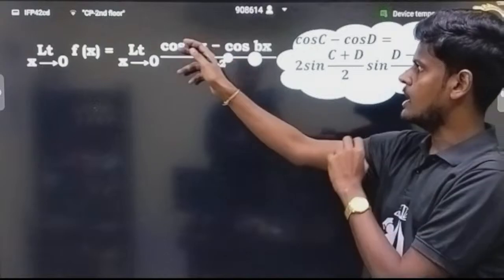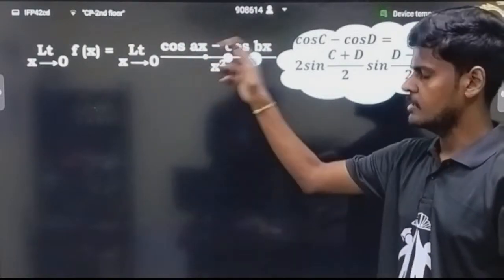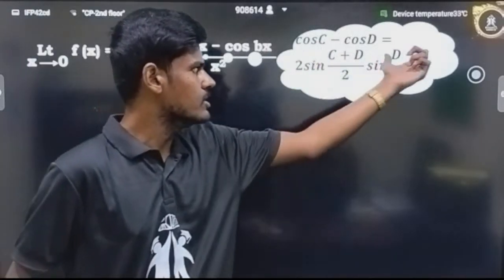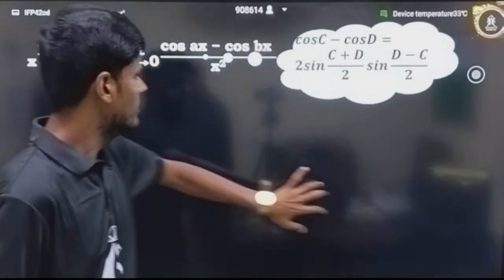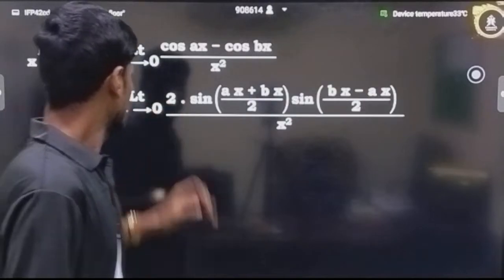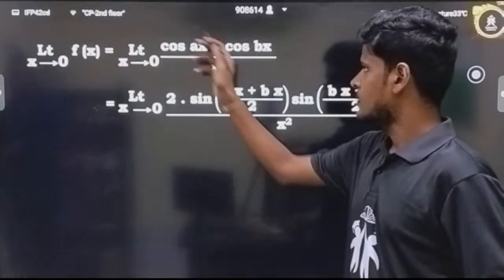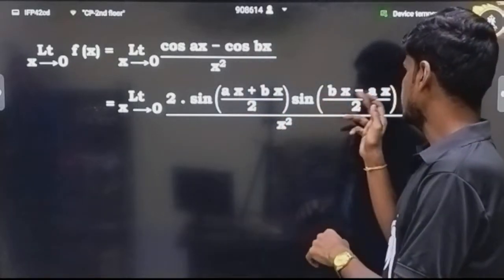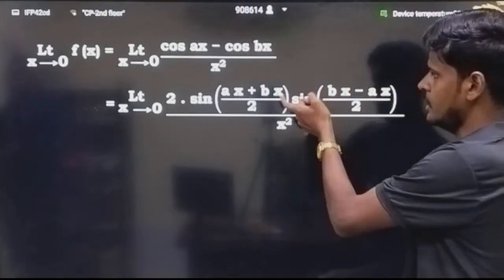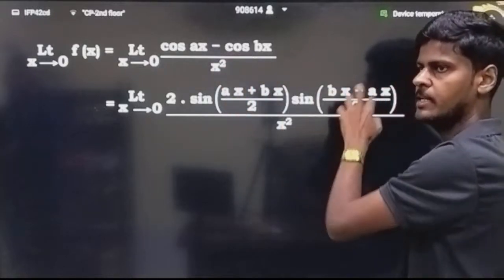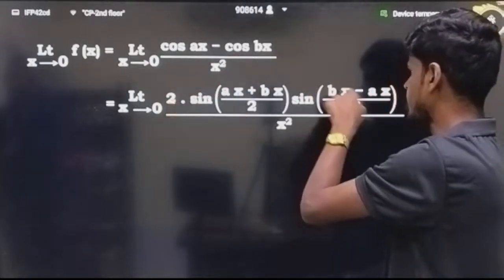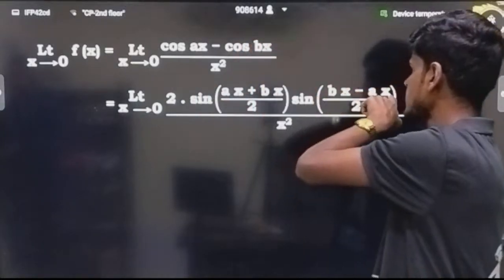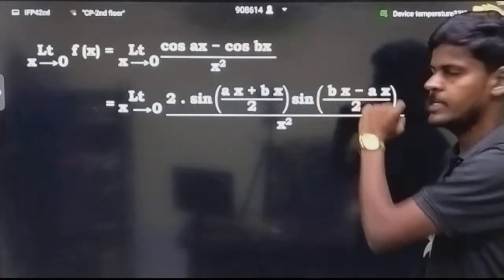Now what is the formula? Cos c minus cos d. We have already learned that cos c minus cos d is minus 2 sin sin: add the values divided by 2, subtract the values divided by 2. So what is the answer? Limit x tends to 0 of minus 2 sin of ax plus bx divided by 2, sin of the subtracted value, bx minus ax. We have to reverse it. It is minus 2 sin sin. Here as the minus is not there, sin of minus x is minus sin x. So take the second number minus the first number divided by 2.